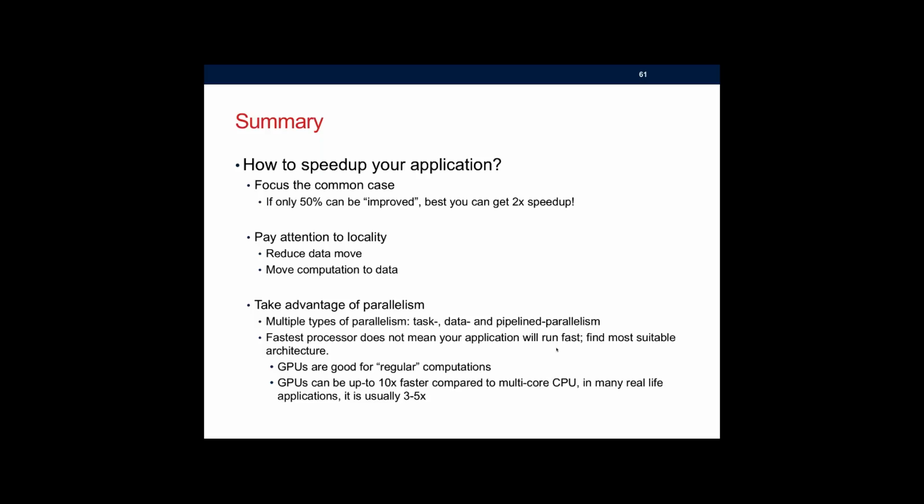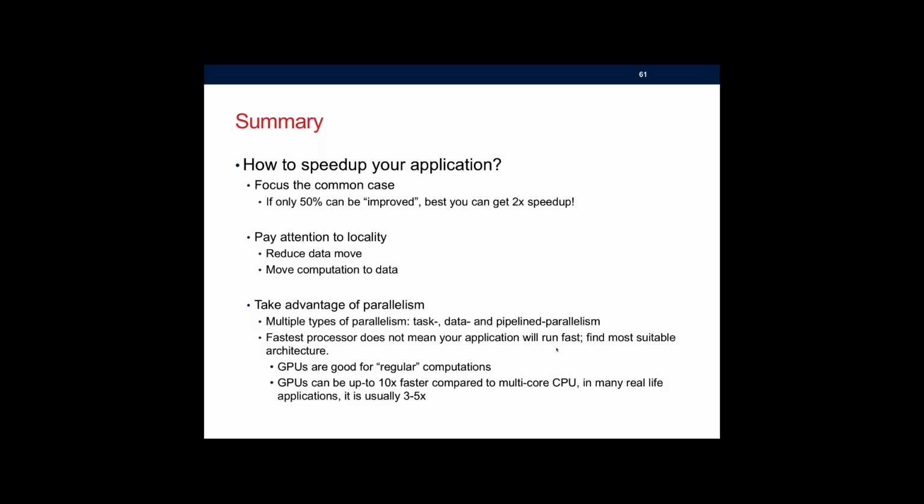The second is you really need to pay attention to locality. You need to bring the computation closer to your CPU when it's possible in a single site environment. But when it's not possible, if the data is really big and you're talking about a distributed environment, then you really think about moving computation to data.